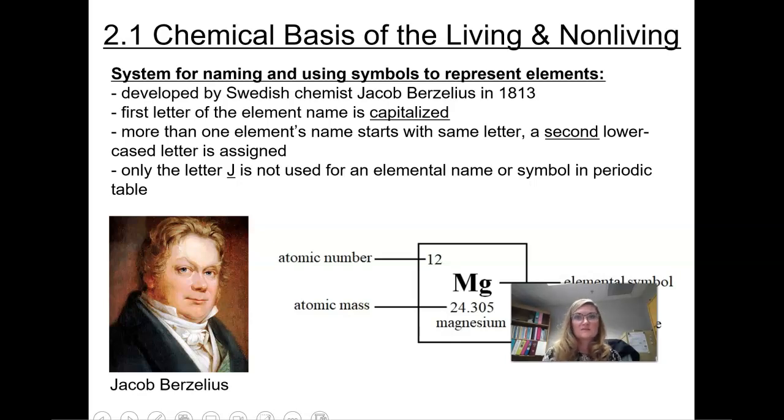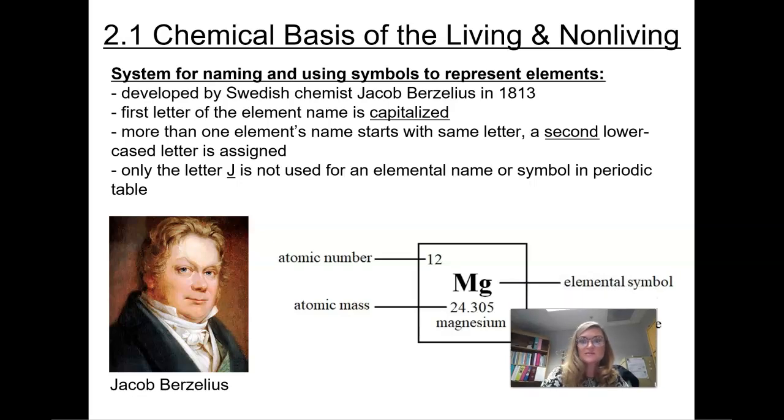Now, for the chemical basis of living and non-living things, you're going to have a system for naming and using symbols to represent these elements. This was developed by a Swedish chemist called Jacob Berzelius in 1813. The first letter of the element's name is always going to be capitalized. The second letter will always be lowercase. If it just has one letter, for example, oxygen will just have a capital O. Carbon will just have a capital C. But if it does have 2 letters, like cobalt, it'll be a capital C, lowercase o.